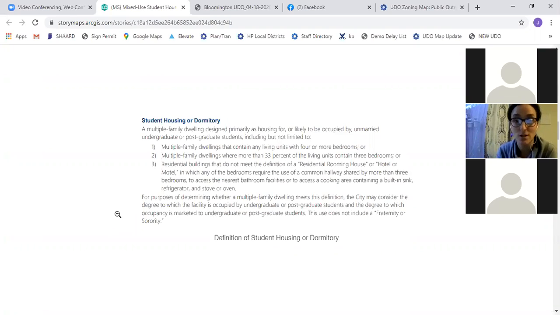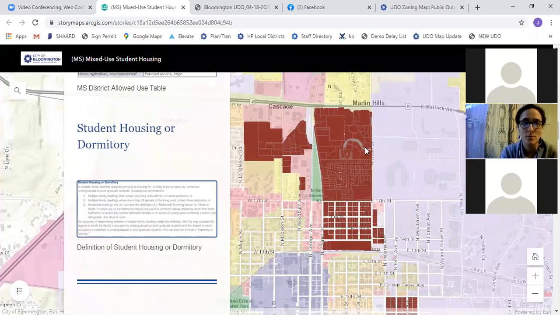developments with units that have 4 or more bedrooms are often catered to students. And so that is one of the options here, that if your multifamily dwelling development has units of 4 or more bedrooms, then you are classified by our code as student housing or dormitory. Additionally, if more than a third of your units have 3 bedrooms or more, you again would be classified as student housing or dormitory. So this is already in code, this definition, and these uses would be allowed in this district.